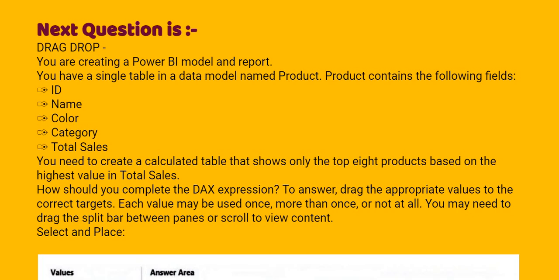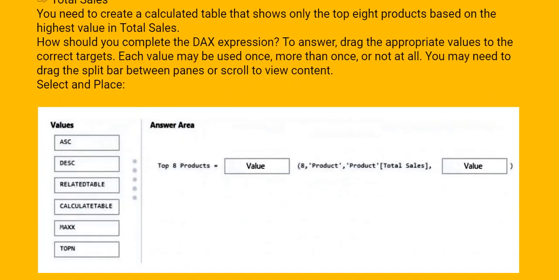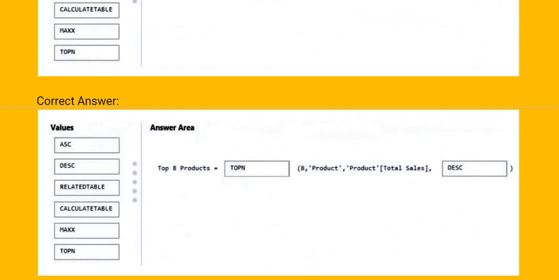To answer, drag the appropriate values to the correct target. Each value may be used once, more than once, or not at all. You may need to drag the split bar between the panes to scroll or view the content. See this given table. This is the correct answer.